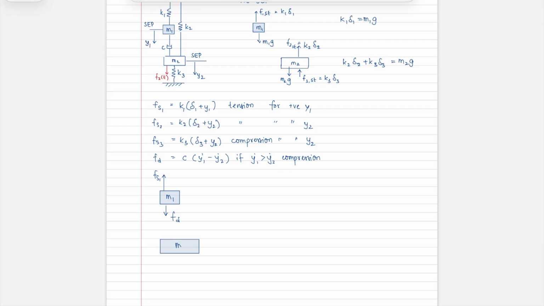For mass M2, again, this is in compression, which means the reaction force would be downward. So you have here Fd. What about the spring that's acting? This spring is in tension, so you have Fs2 here, and this one is in compression, so you have Fs3. And don't forget that you have an external force of F2, M2G, and here again you have M1G.